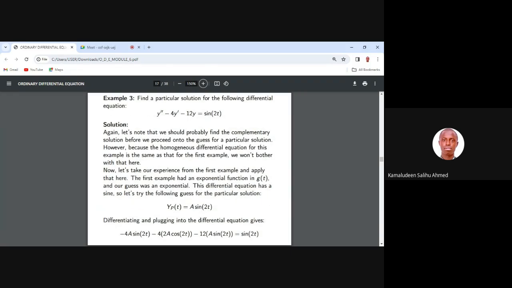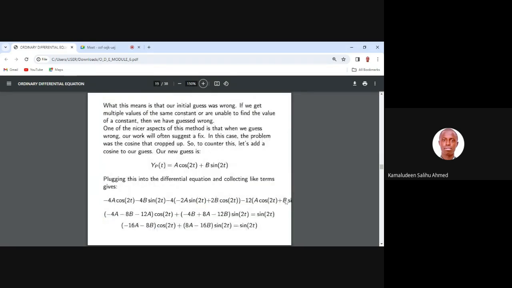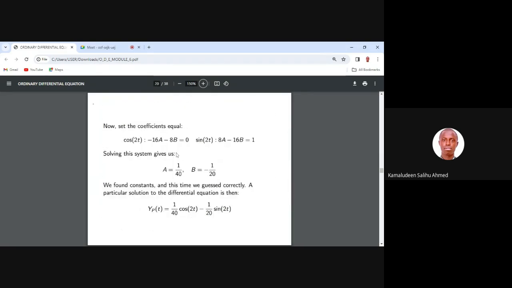Look at it here. Y prime prime minus 4y prime minus 12y is equal to sine 2t. So you only have sine 2t here, but no cos. That is why you are having that cos to be equated to what? To 0. So to be equal to 0.